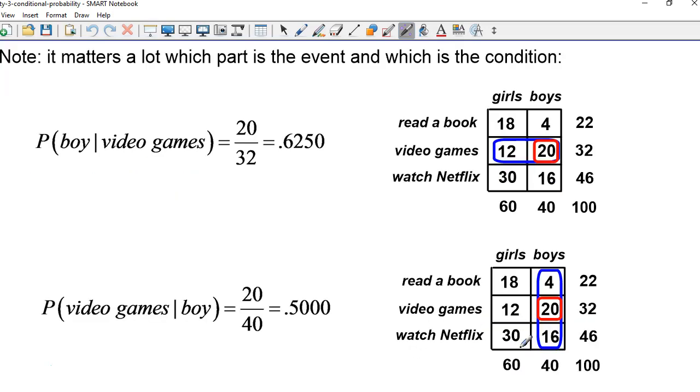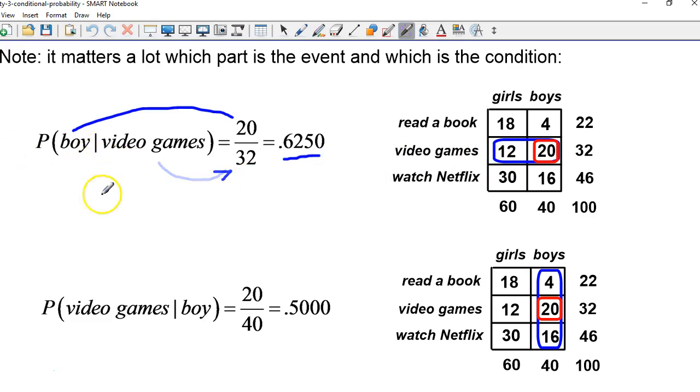Note it actually matters a lot which part is the event and which is the condition. If I say what's the probability of being a boy given that you like video games, right? Out of the 32 video game players, 20 are boys. That probability would be about 62%.